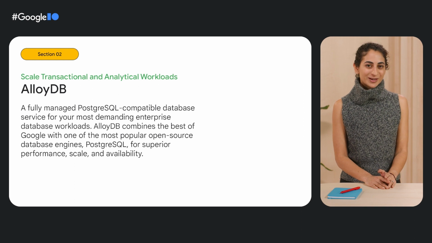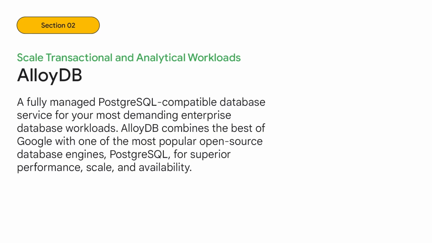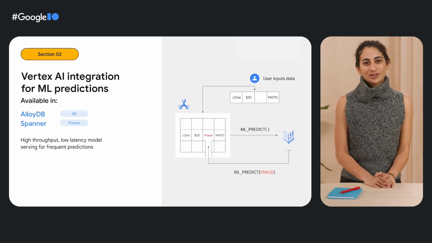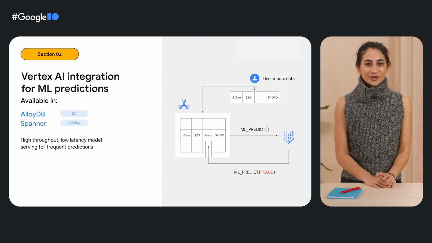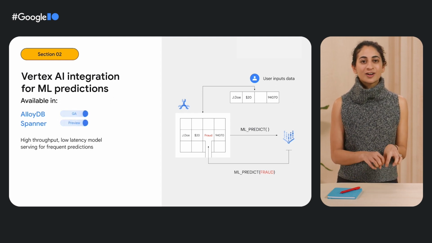AlloyDB is a fully Postgres-compatible database engine with superior performance, availability, and scale. It's great for demanding workloads. It's 4 times faster than standard Postgres for transactional workloads. But it also allows you to unify analytical workloads and generate more real-time insights on your data. But one of my favorite things about AlloyDB is its native integration with Vertex AI. With AlloyDB, you can call a model in Vertex AI directly from the database, enabling high throughput, low latency, augmented transactions.